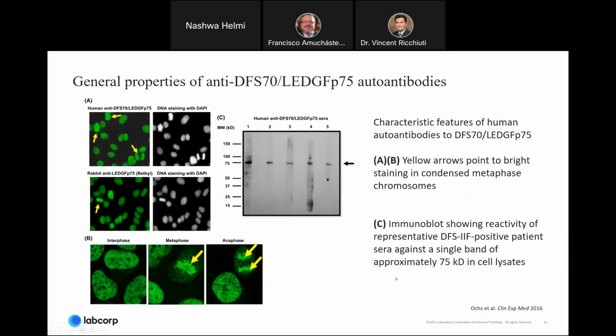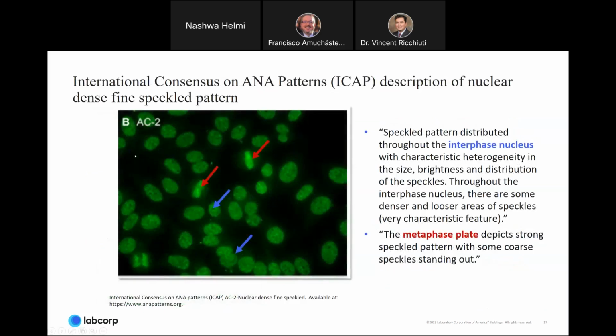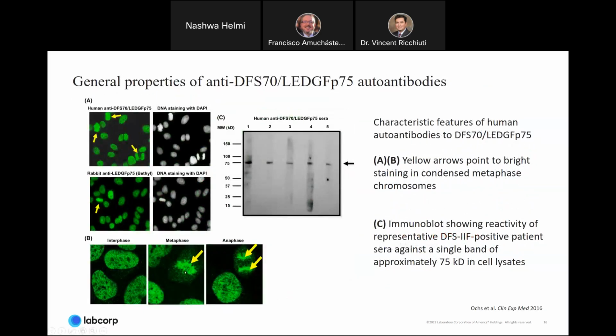So when DFS70 was discovered, its pattern was published as very bright speckles in the interphase of the cells, as you can see in the box here, and the metaphase was also clearly defined as condensed chromosome staining. The protein was located using patient anti-DFS70, and it was a 75 kilodalton protein.